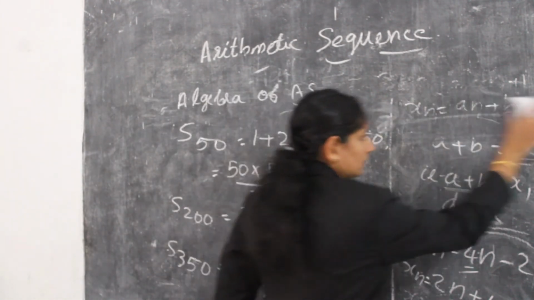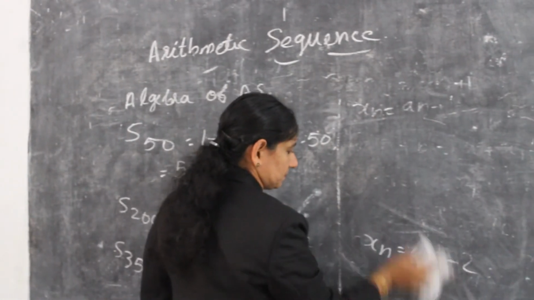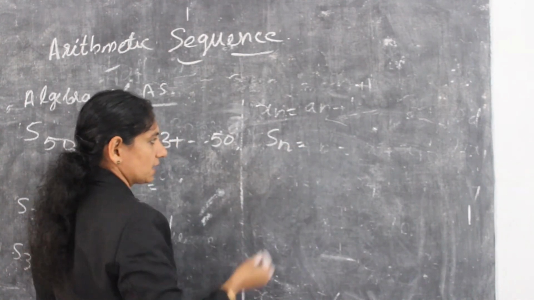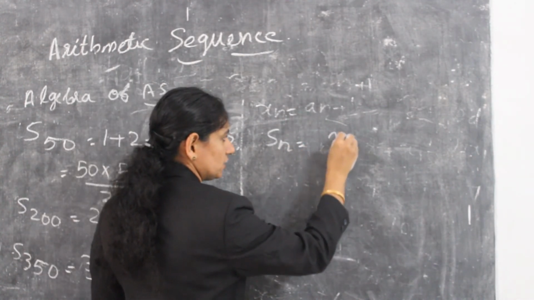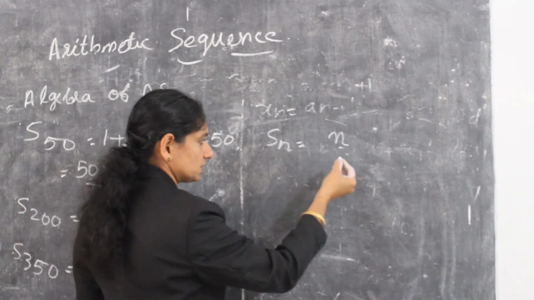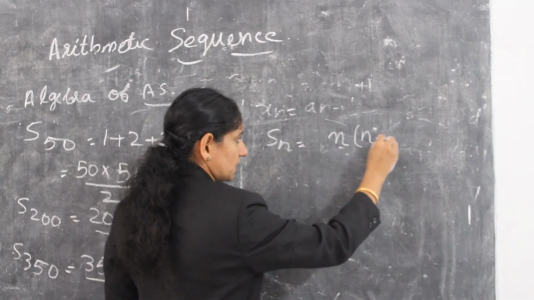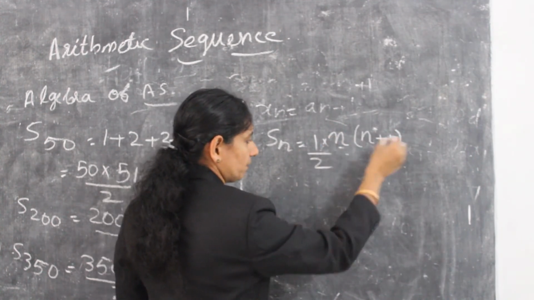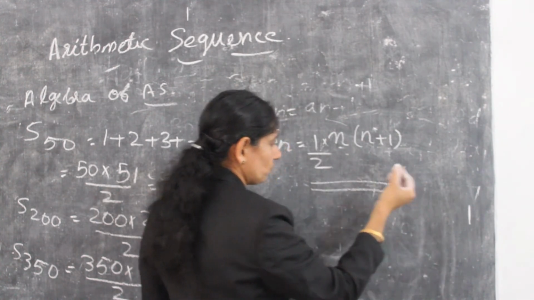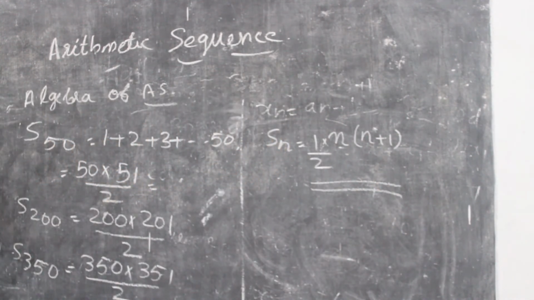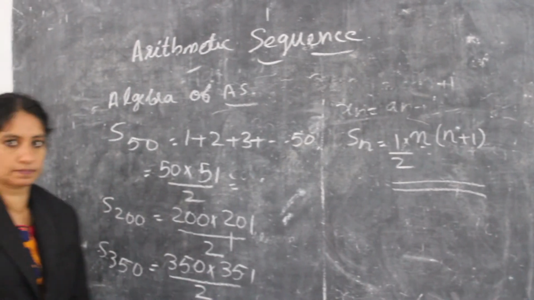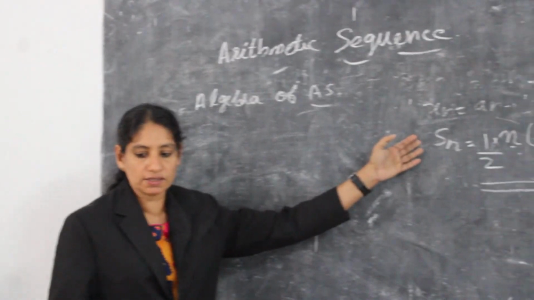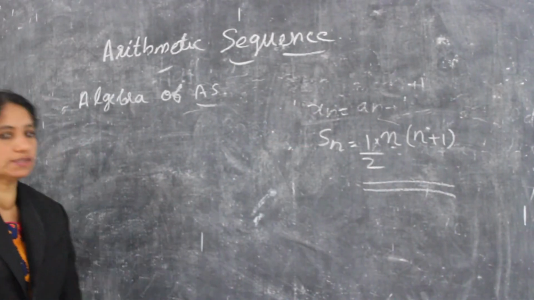Then how can we generalize this? Suppose there are n natural numbers. Then the notation is Sn, the sum of n natural numbers. It is n, the number of natural numbers, into the number more than this, n plus 1, by 2. That is, n into n plus 1 by 2. This is the general formula to find the sum of the first n natural numbers. Using this, we can find the sum of consecutive terms of other arithmetic sequences also.